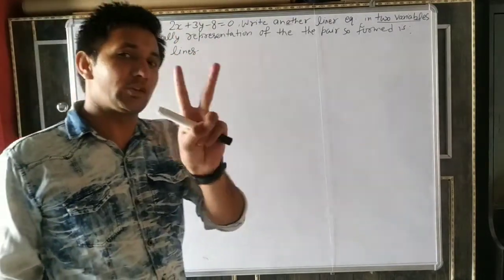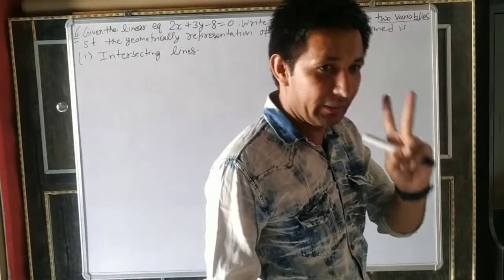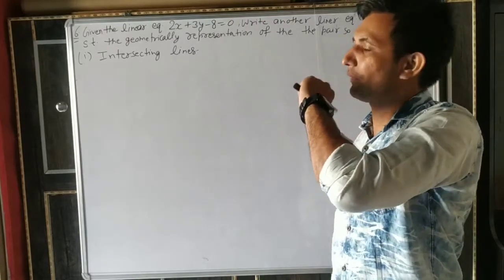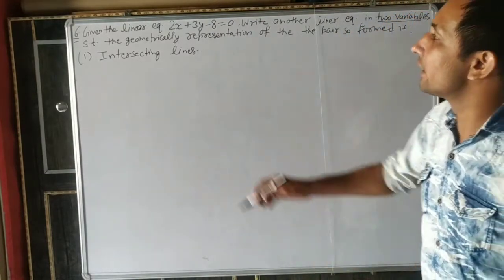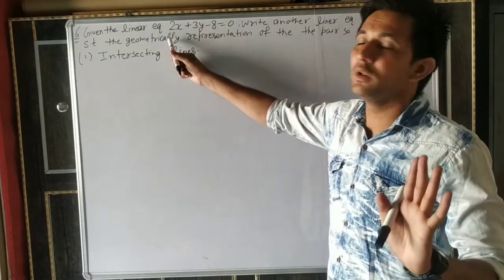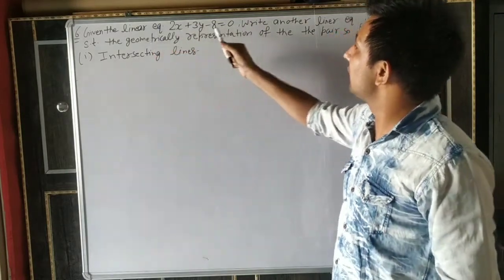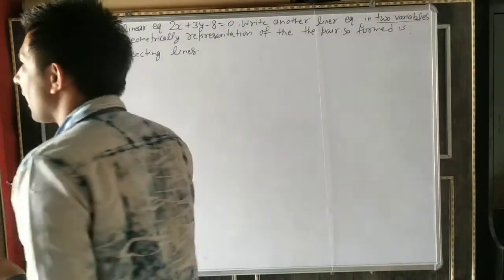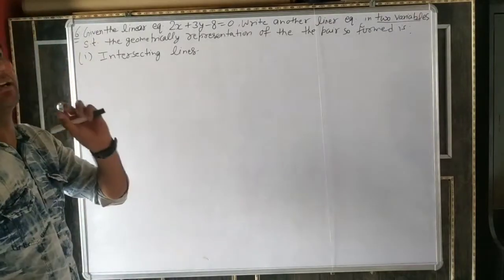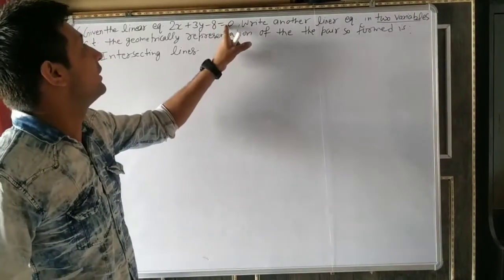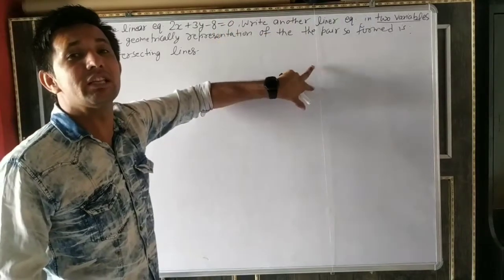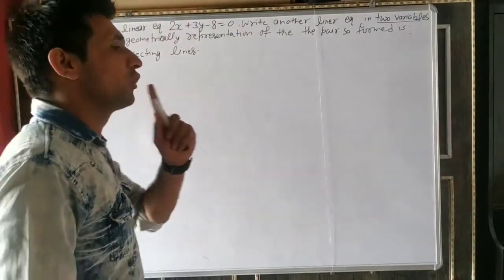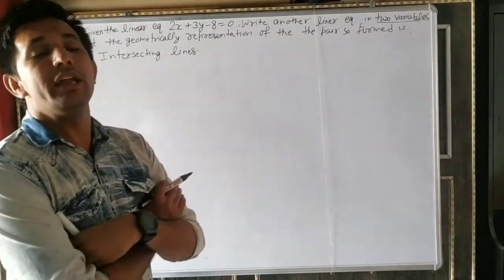We already know there are two types of representation: geometrical representation and graphical representation. Graphical representation we have already learned, and geometrical representation we have also already finished. Now the geometrical representation of the pair of lines is intersecting lines. So we have to write one more equation, and when we check these two equations, they become intersecting lines. So first you should know the condition for intersecting lines.